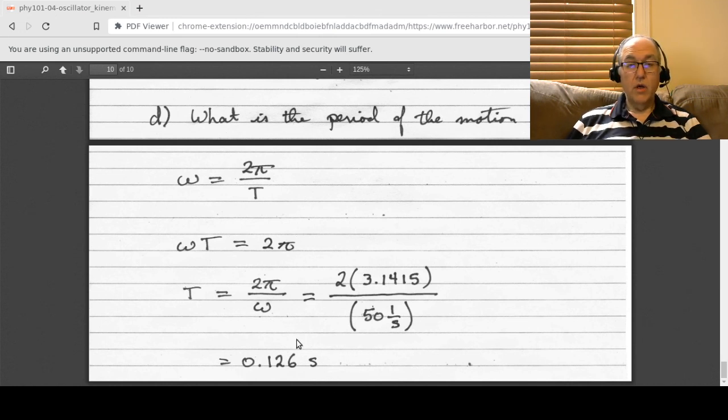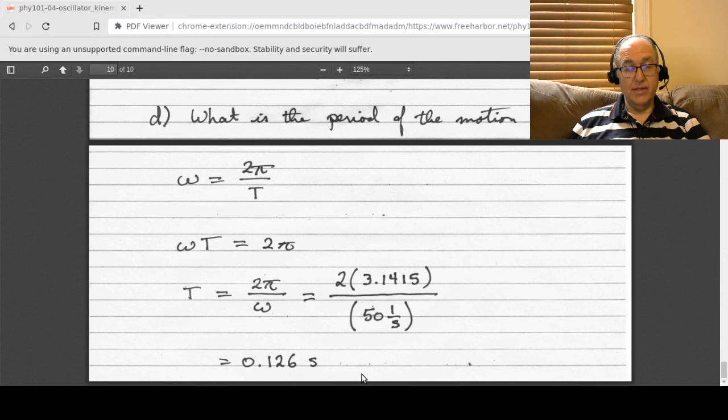Do the units work out? Well, the omega brings in a per second, but that's in the denominator, okay? And when you have 1 over 1 over second, the reciprocal of a fraction, you just flip it. And so the seconds, which is in the denominator of the denominator, comes up into the numerator. Okay, it's a little bit complicated, but I think you got it. So the units work out there too. And so the answer is, the period is 0.126 seconds.